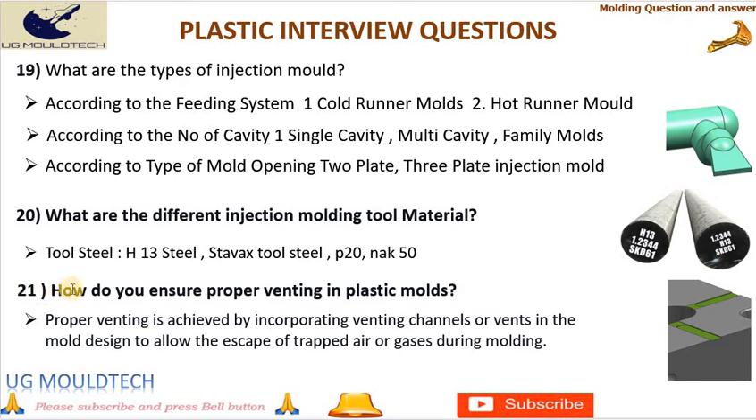Friends, next point in injection molding technical interview questions is 21. How do you ensure proper venting in plastic molds? Proper venting is achieved by incorporating venting channels or vents in the mold design to allow the escape of trapped air or gases during molding.